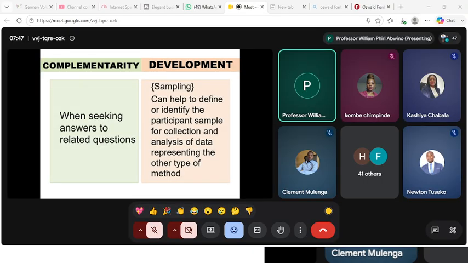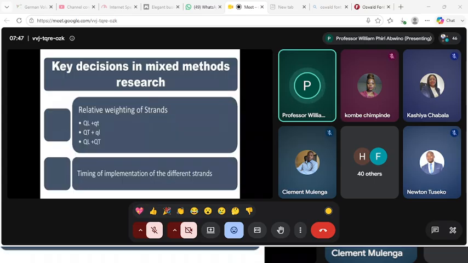Complementary, okay, when seeking answers to related questions, that is actually complementary. So they'll be complementary in nature. Let's get back to development, and this time sampling. It can help to define or identify the participant sample, or collection and analysis of data representing the other type of method. That's a sampling method.